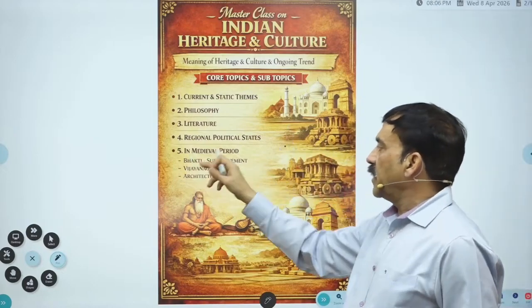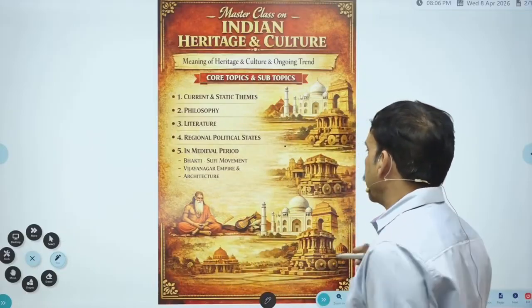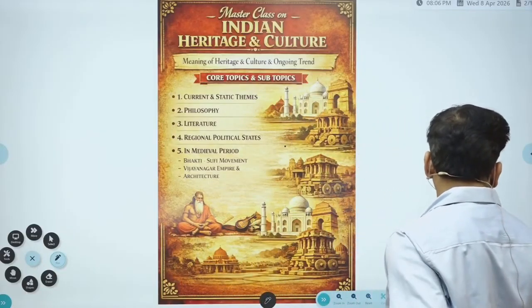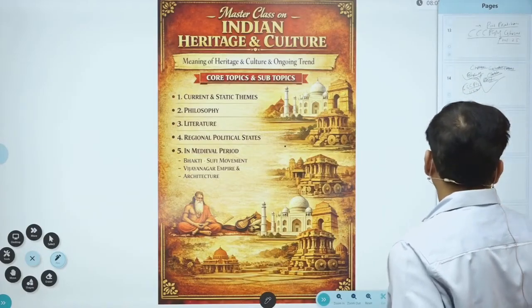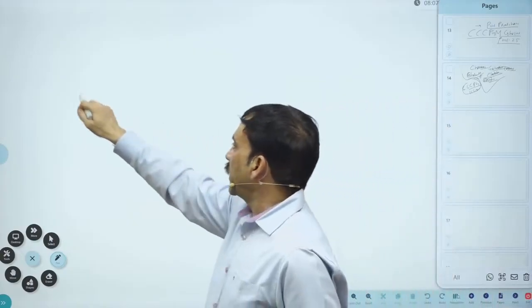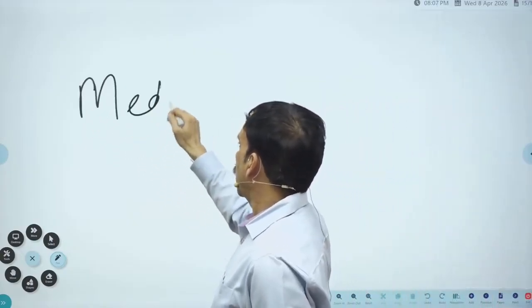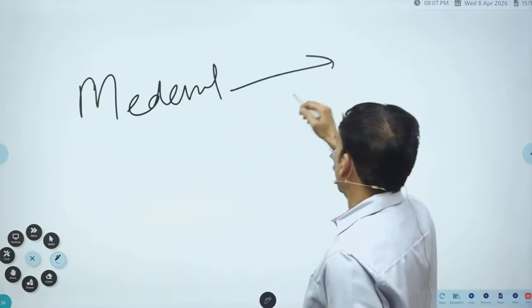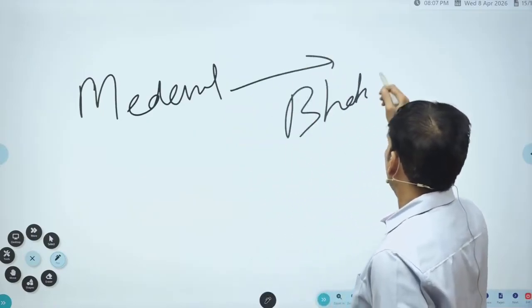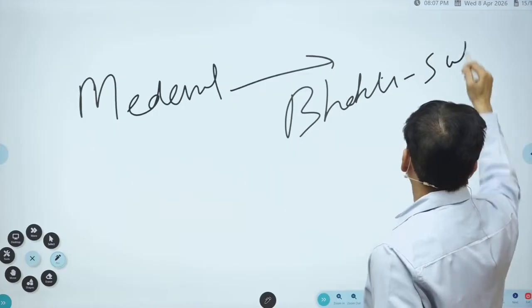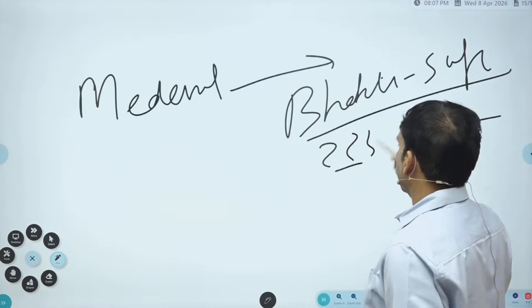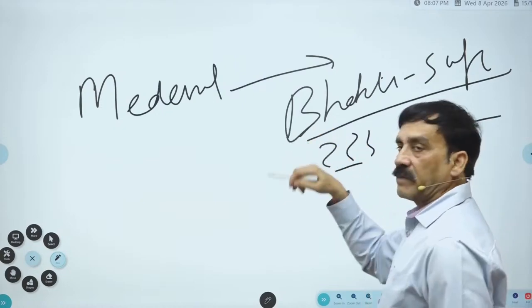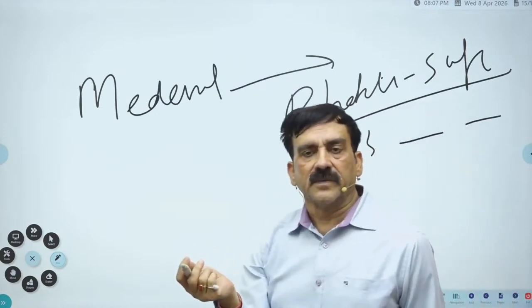So please, in medieval history, don't waste your time. In medieval history, I will advise you to focus only on this. Focus only on the Bhakti movement. What is the meaning? What is their contribution? Because the Bhakti movement became a pan-India movement in medieval India.